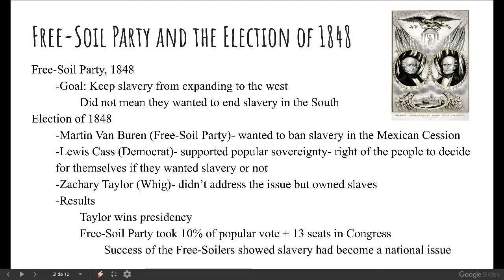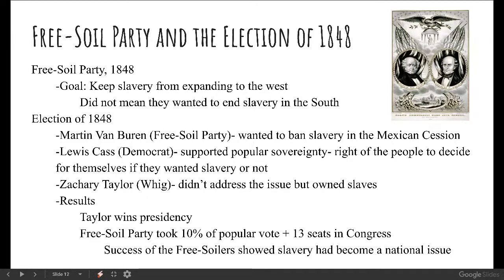Now, we get some people who are very opposed to the expansion of slavery in the West, beyond just abolitionists. And they are going to form a political party called the Free Soil Party in 1848. And like I said, their major goal is to keep slavery from expanding to the West. Now, this doesn't mean that they want to end slavery in the South. So that's different than the abolitionists. They just don't want it spreading further out into these new Western territories and states that we're seeing created.